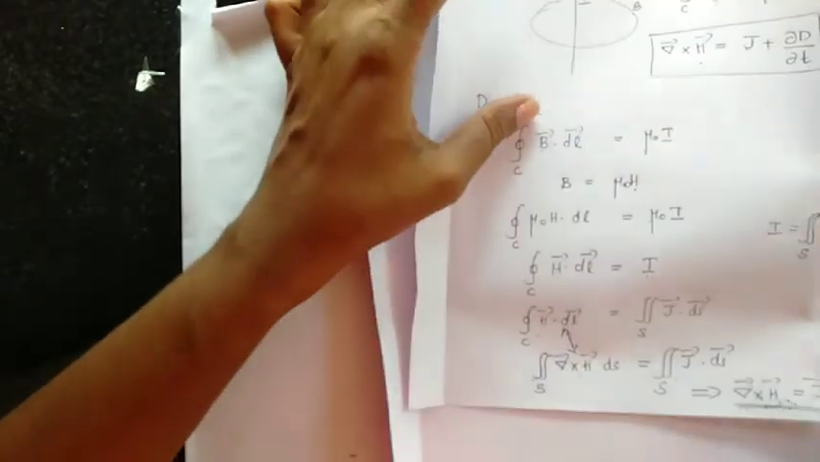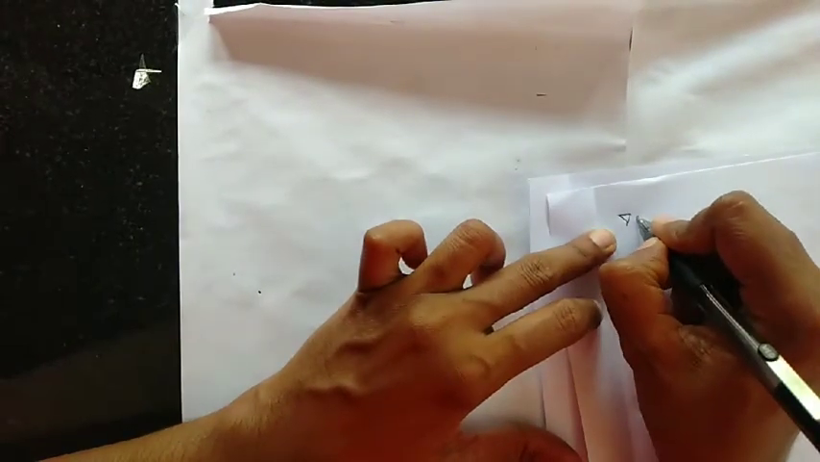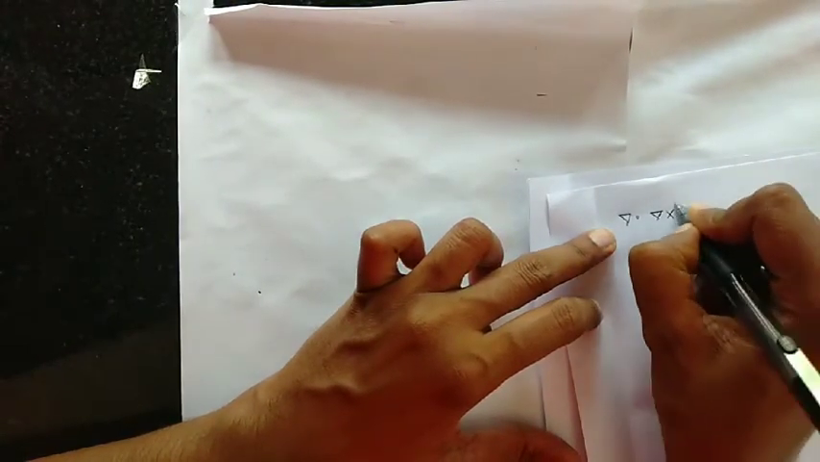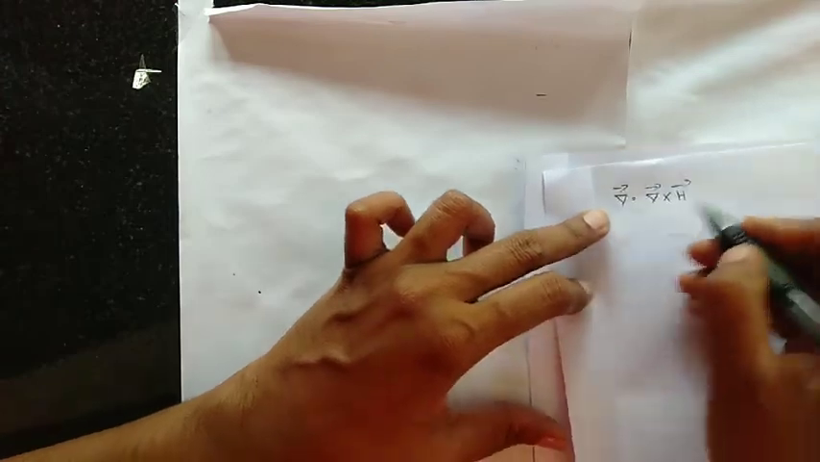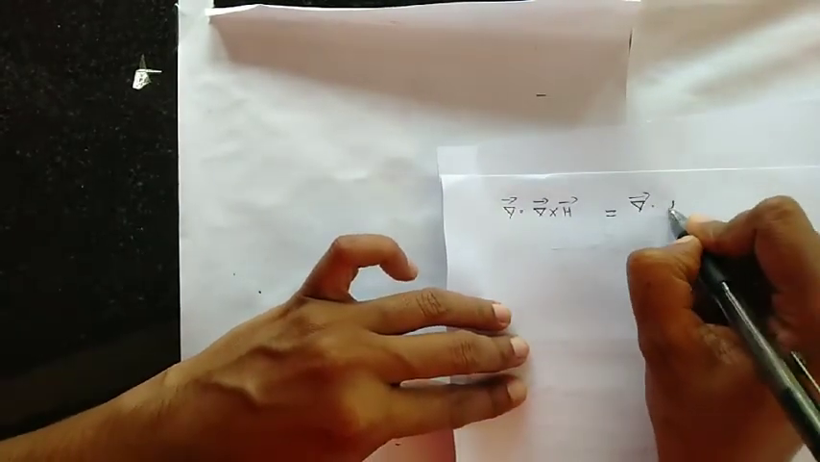If we take the divergence of this equation, that is, del dot on both sides of this equation, the left side will become del dot del cross H. It will be equal to, on the right side, del dot J.